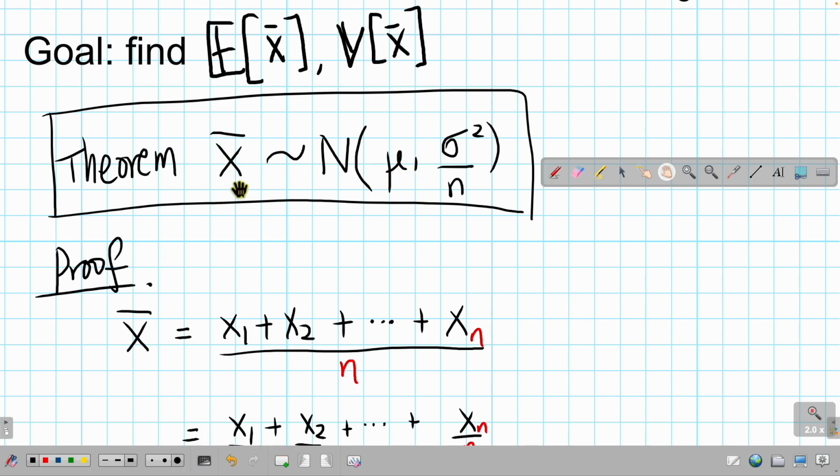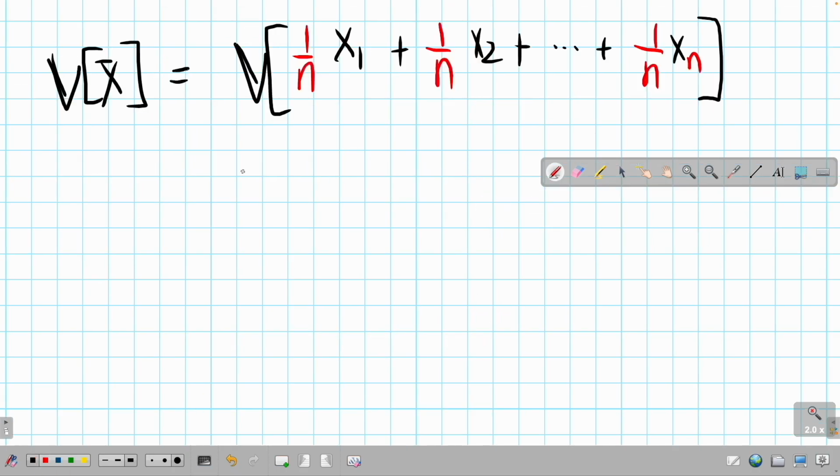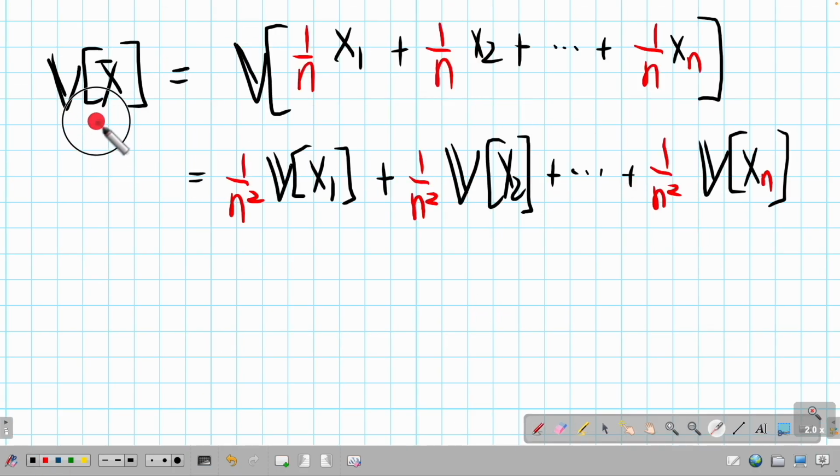We are going to prove that the variance of x bar is sigma squared divided by n. The variance of x bar by definition is this thing takes the variance. By the quadratic formula of variance, we can distribute the variance into each of the x terms, and for all the 1 over n, we will take a square.